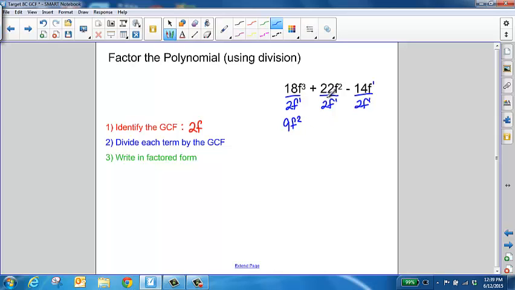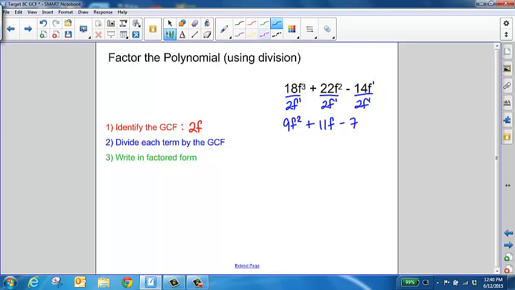Now moving on to our next term, we have 22 divided by 2, which is 11. And then f^2 divided by f^1 is going to be f^1. So you can write that little invisible exponent of 1, or you can just leave it as f. And then negative 14 divided by 2 is negative 7, and f^1 divided by f^1 is actually just going to divide out to 1, so we're not going to have a variable left over here.